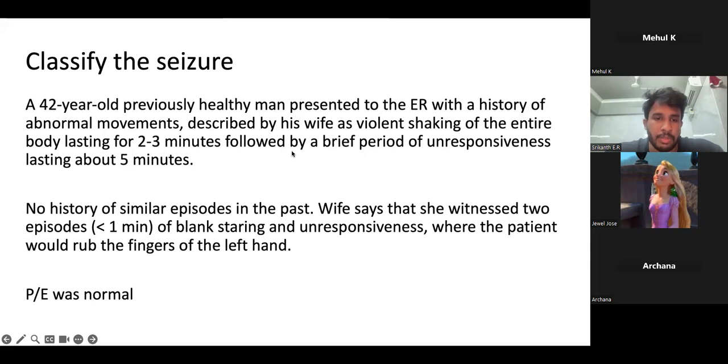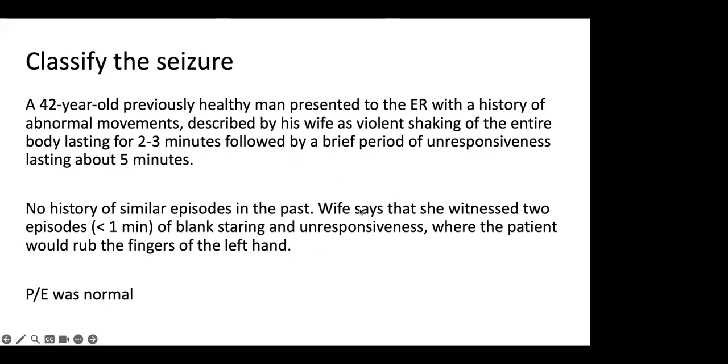And then what is more interesting is that the patient is giving a history of 2 episodes of blank staring and unresponsiveness, where the patient would rub the fingers of the left hand. This is a typical automatism. So there was an initial focal onset, after which that became generalized. So you will call it a focal to bilateral tonic-clonic seizure at this point.